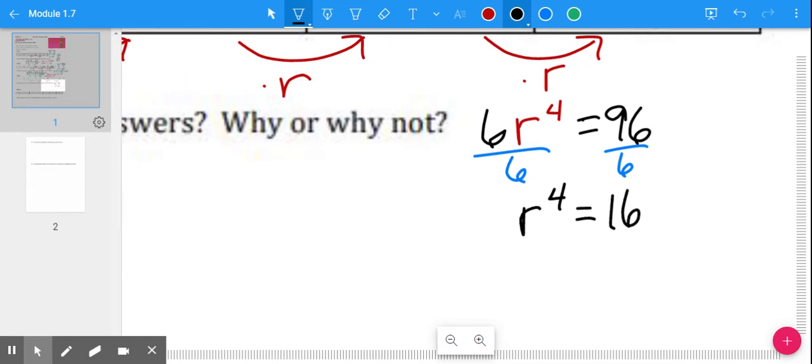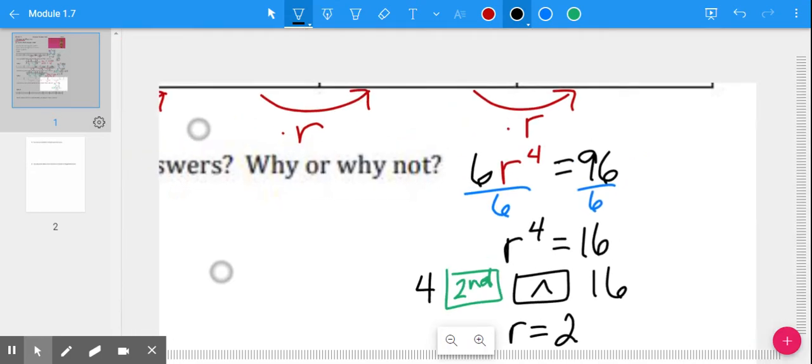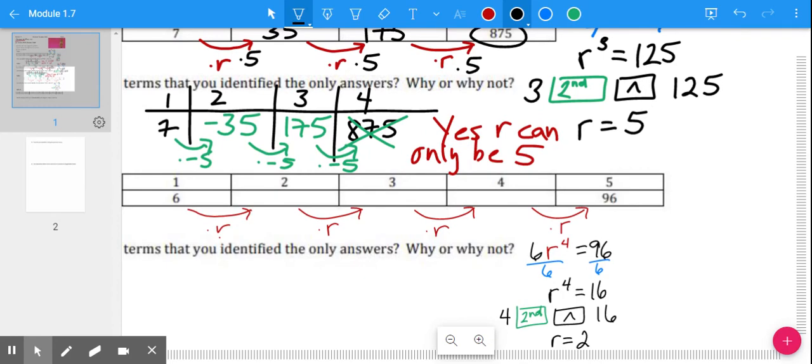So just like we did on the previous one, on this one, your exponent goes first, so you hit 4, second, caret, 16, and then enter. And it'll tell you that r equals 2. So when we go back to our table, we have 6 times 2 is 12, times 2 is 24, times 2 is 48, times 2 is 96. Perfect.